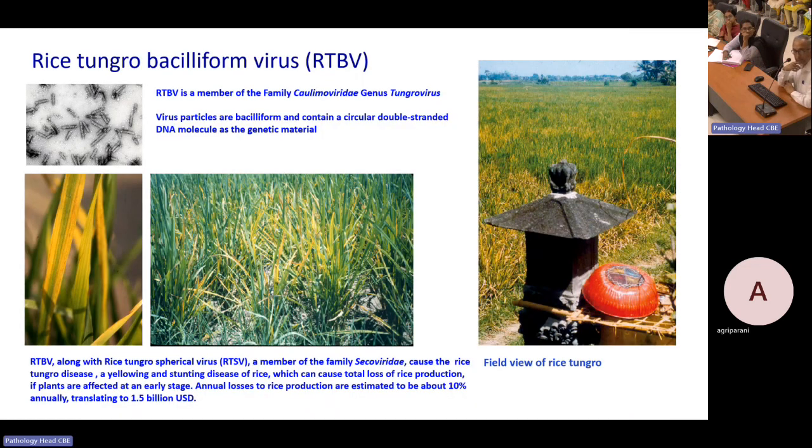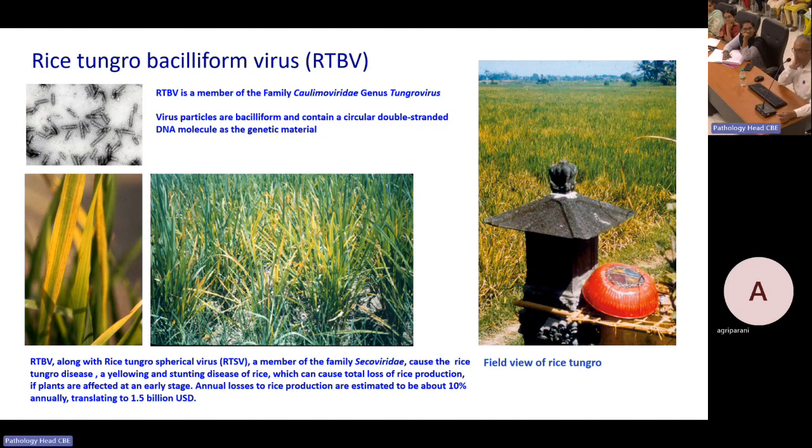So this is a view of a rice field infected with rice tungro. In fact, I had collaborated very widely with Dr. Ravindran, who was here, and Dr. Robin, who was a rice breeder. And I think the photograph on the right was taken by Dr. Ravindran. I'm not sure, but I think I got this from him.